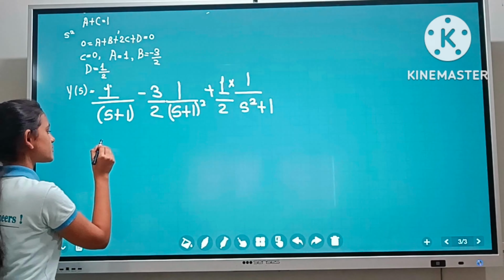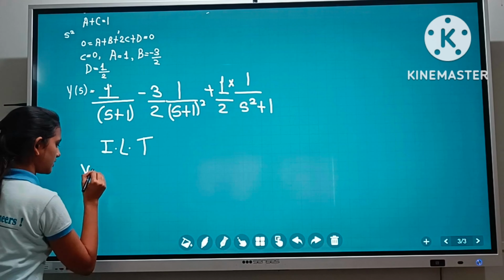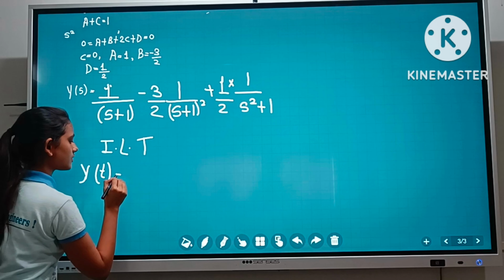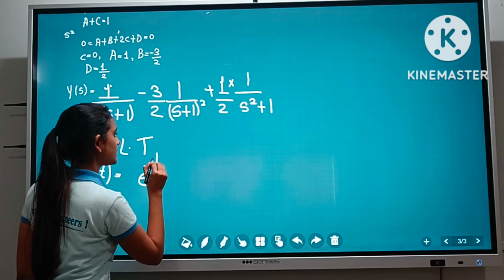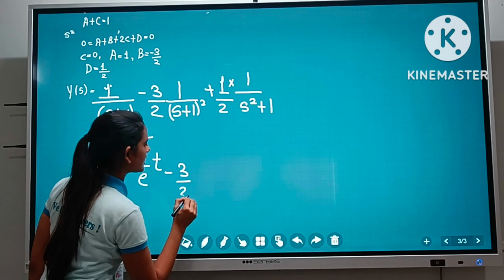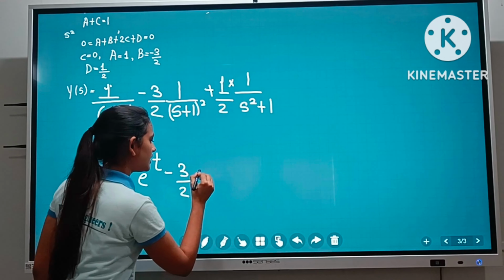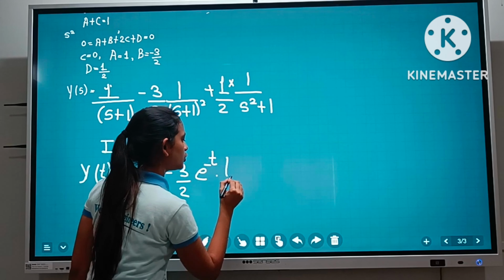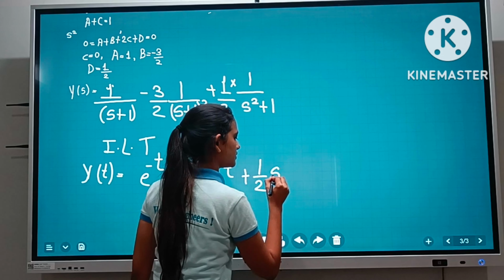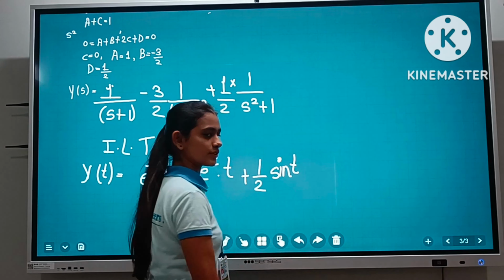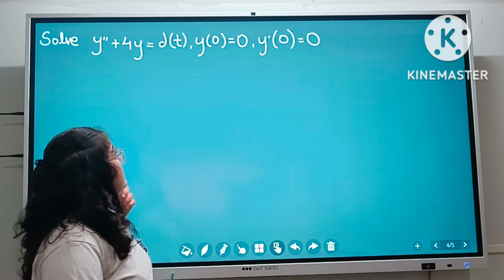Now by using inverse Laplace transform, this Y of s becomes y of t. Using the inverse Laplace transform of the first shifting, we get e raised to minus t. This minus 3 by 2 is as it is. Now in this term, we take the inverse Laplace transform, so we get e raised to minus t into t. Taking the inverse Laplace transform of the last term, we get 1 by 2 into sin t.